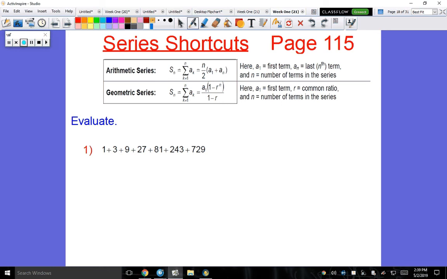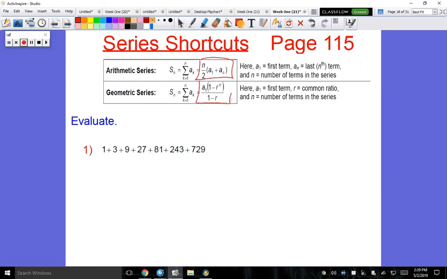Alright, first of all, you should have grabbed the 3 pages of notes on your way in. Our first page is going to be approximately 115, and we're going to hand write this in. So this is not something that you're gluing in. Series shortcuts.